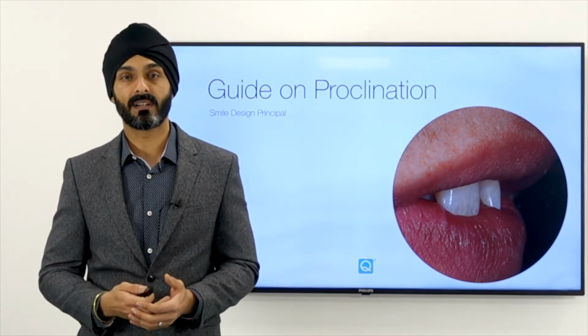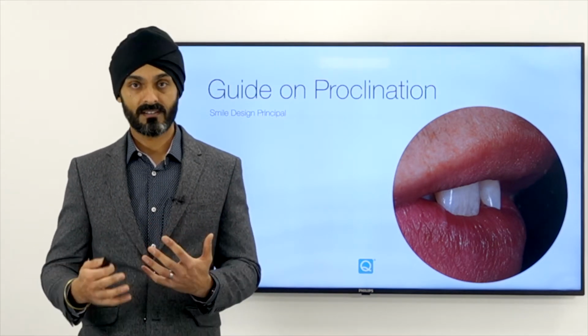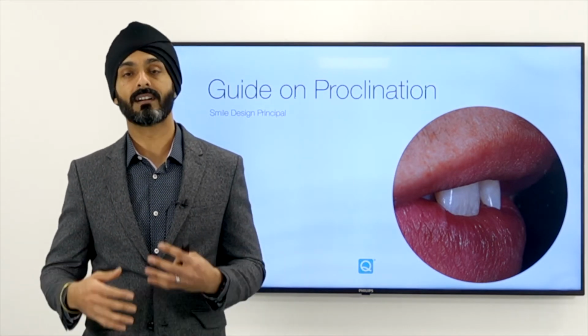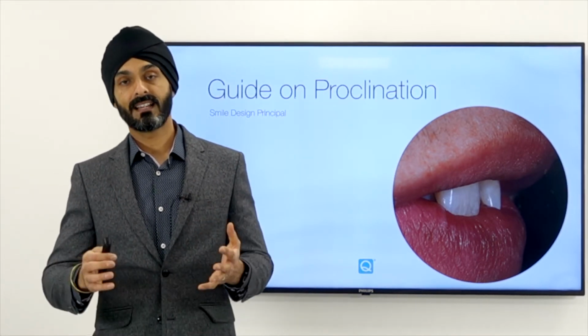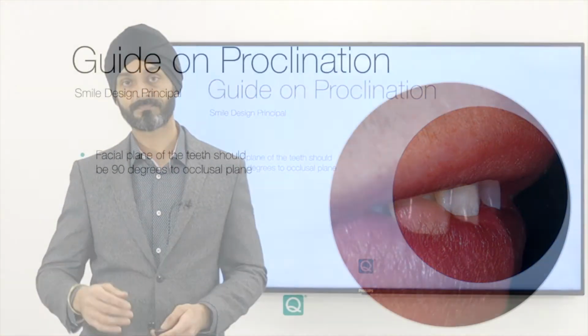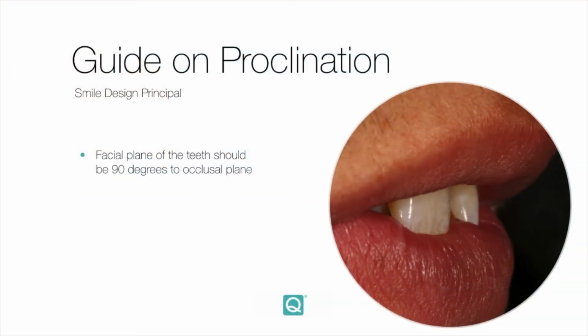So when we're deciding on how much arch expansion we can actually rely on, there are a few things to take into account. So we need to really understand how proclined or retroclined the front teeth are. And the ideal situation is to have the teeth at 90 degrees to the occlusal plane. So this means when you're sat in front of the patient, you're looking at the patient, you're having a conversation, the facial plane of the front teeth should be at 90 degrees. You should be seeing it straight on.